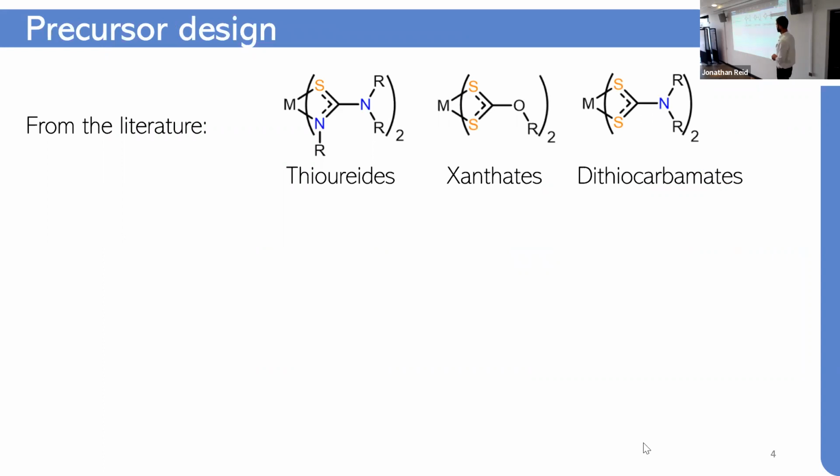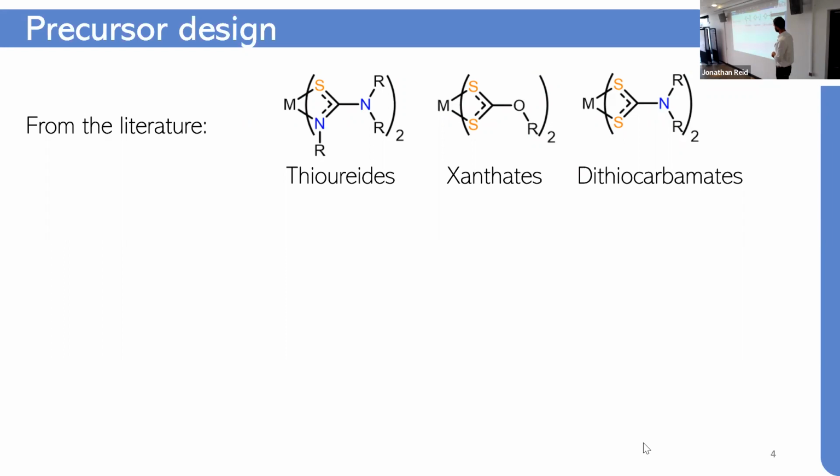So you'd be looking at a situation where you've got the metal that you're concerned with, a pre-existing bond to the chalcogen that you're concerned with, in this case sulfides. And then the rest of the chemical is an organic backbone that is going to be lost to the gas phase quite easily upon decomposition. So thioureas, xanthates, and dithiocarbamates have been reported in the literature quite a lot.